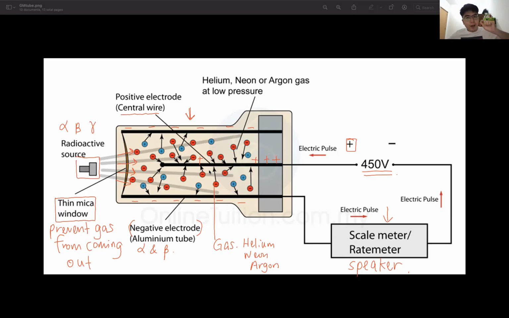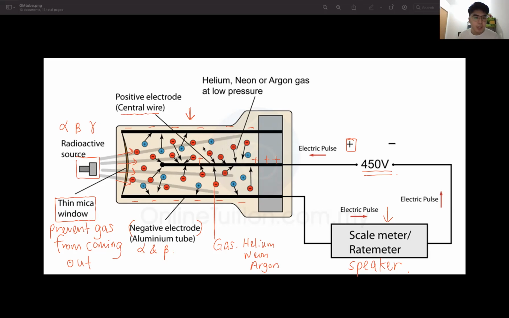When an alpha enters, straight away the charged particles move to the electrode. It happens very fast. The alpha goes in, it ionizes, and then the charged particles go to the electrode. Now, what happens when the charged particles go to the electrode? When they go to the electrode, the charges complete the circuit, so there will be a temporary current flowing in the circuit.